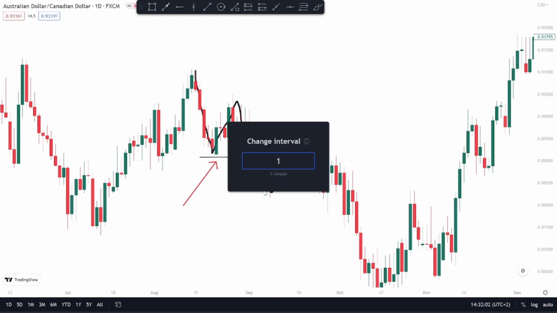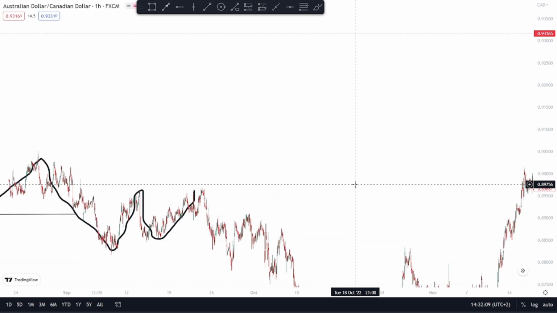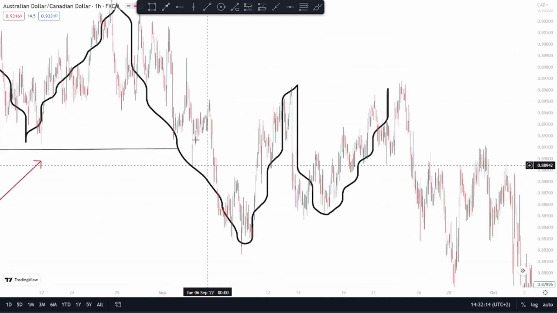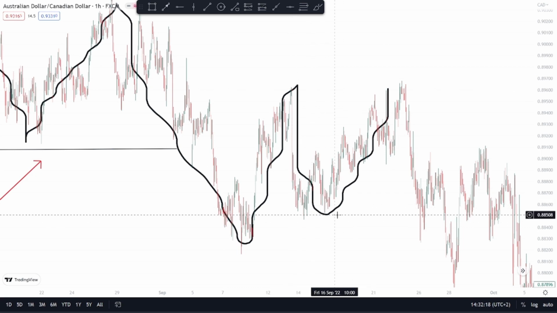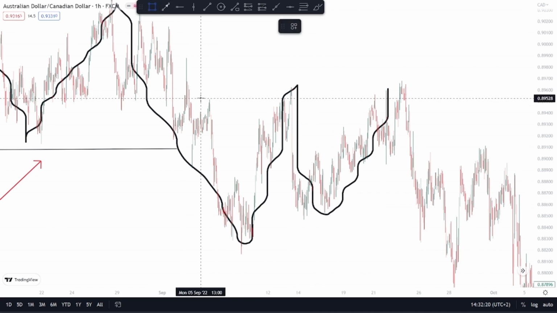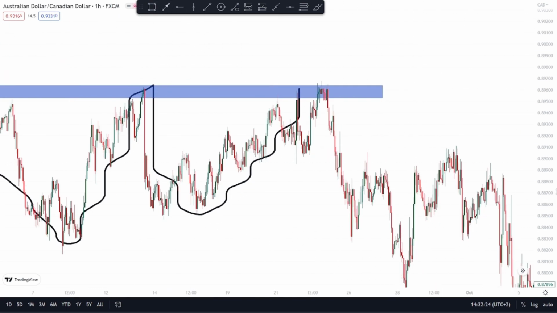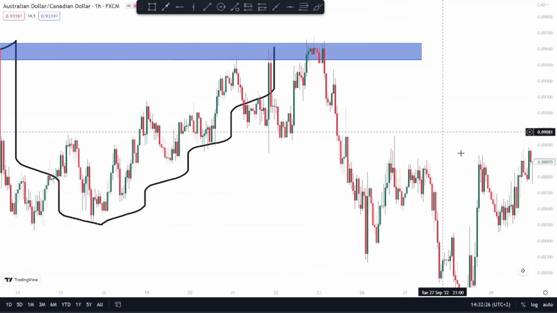So we would switch to our H1. And after switching to our H1, we can clearly see that the market pushed all the way up, came down, and when it came to this level right here, this is when you would actually start taking your sales to push all the way to the downside.